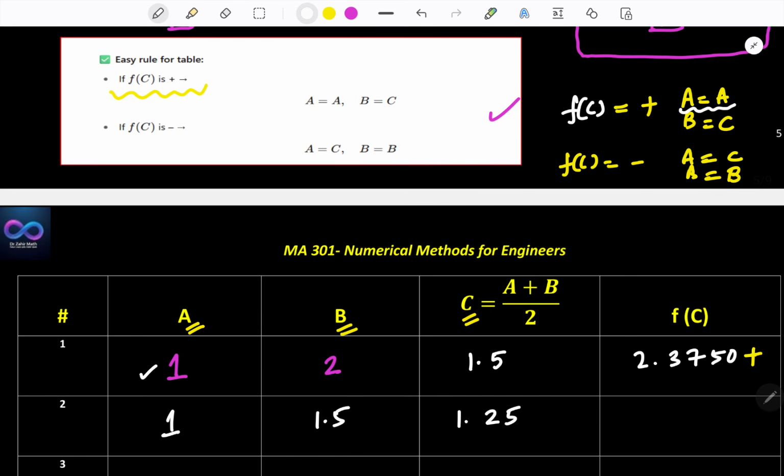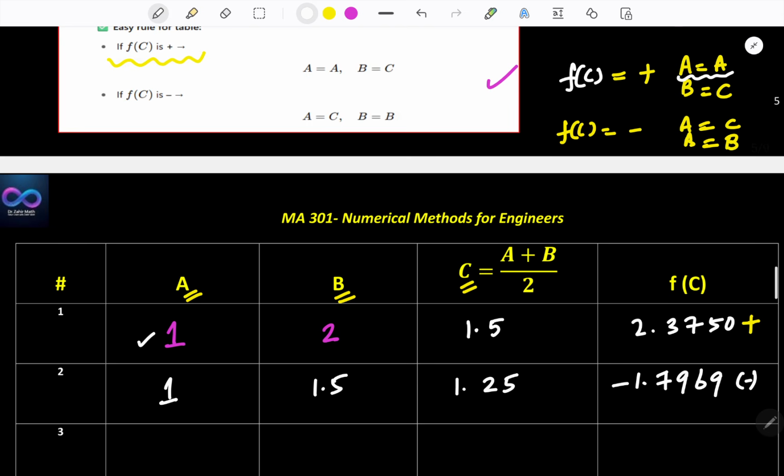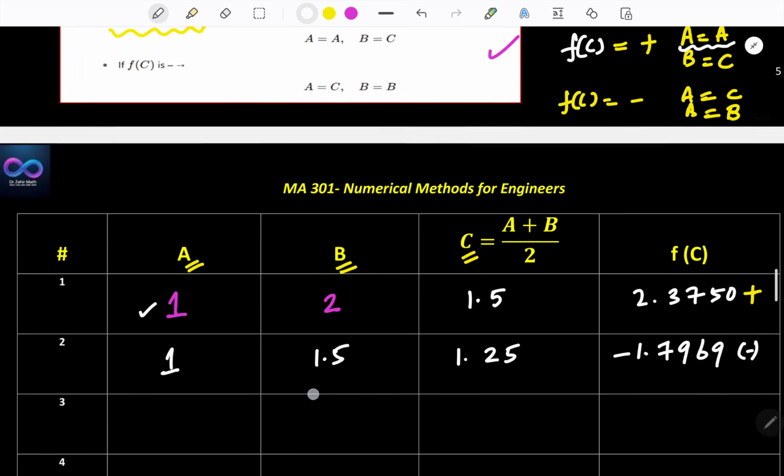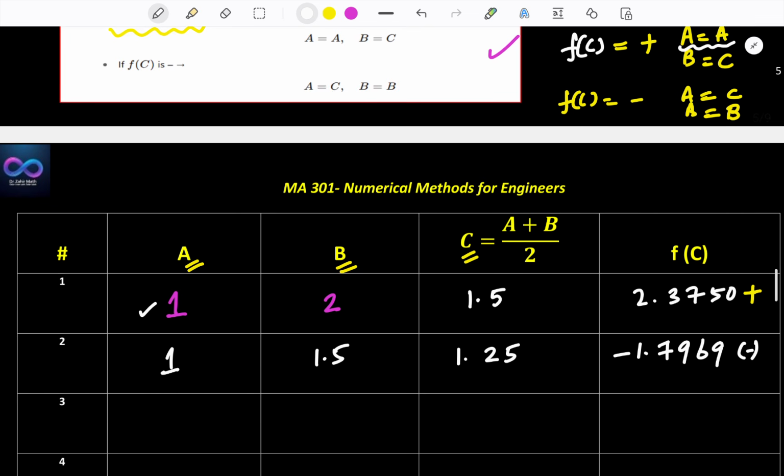Press again equal. You will get negative 1.7969. It is negative. Okay. Right. If it is negative, A becomes your C. What is your A? This one. A becomes C. This is your 1.25. Okay. What's your B? B is same as B. So it is 1.5. Come on, give it in the calculator. Press equal. A is equal to 1.25. Again press equal. B equals 1.5. Okay. Press equal. C will come.